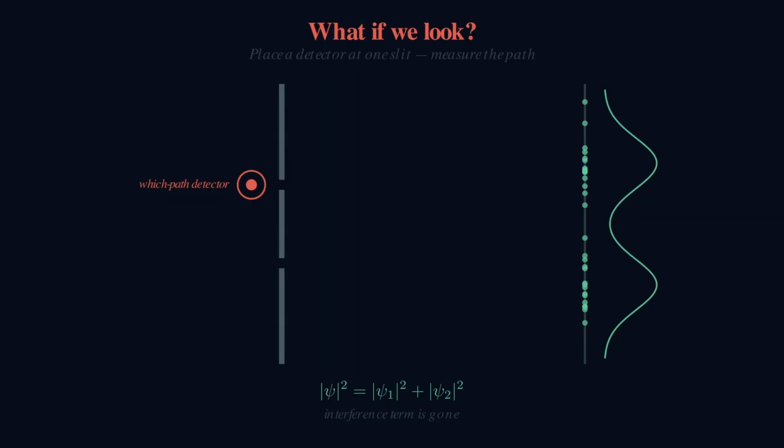Mathematically, the modulus of psi squared no longer contains the cross term. It is just the modulus of psi1 squared, plus the modulus of psi2 squared. The interference term is gone, because the wave function has collapsed to a definite slit. This is not a technological limitation. It is fundamental. Observation changes what is observed.